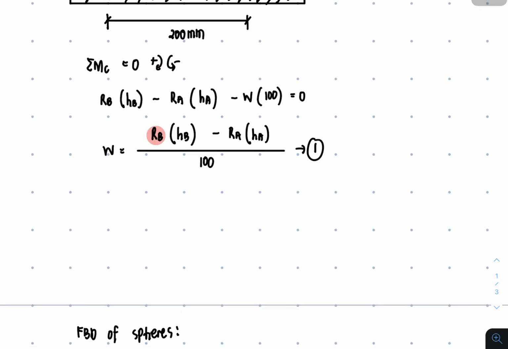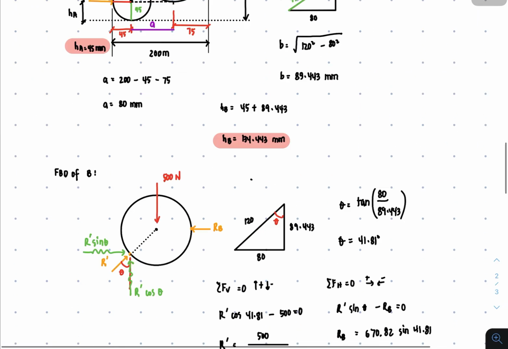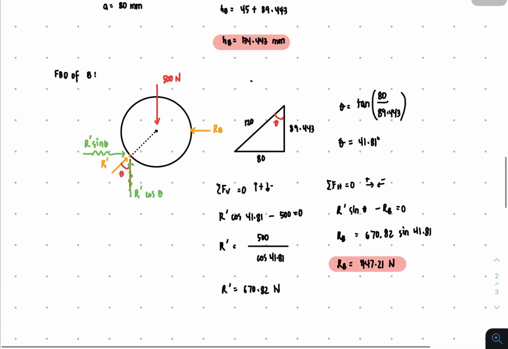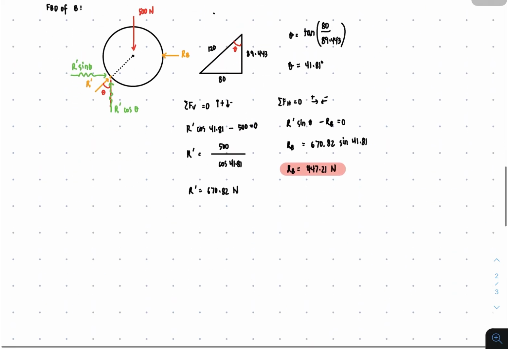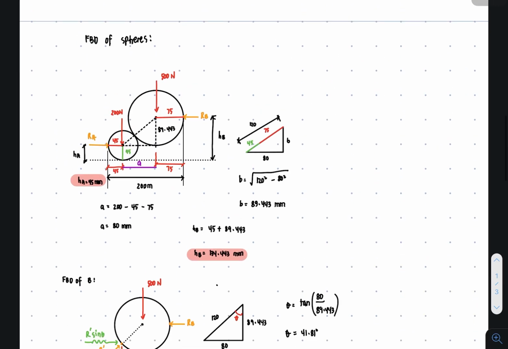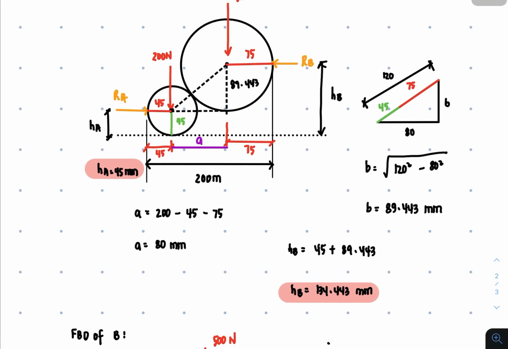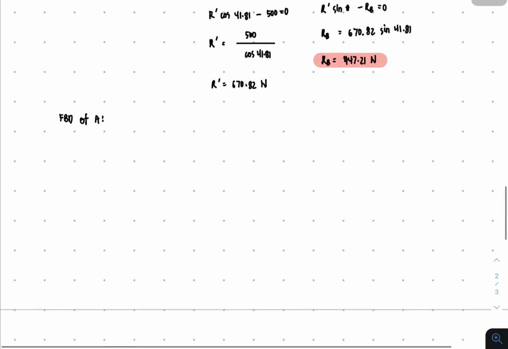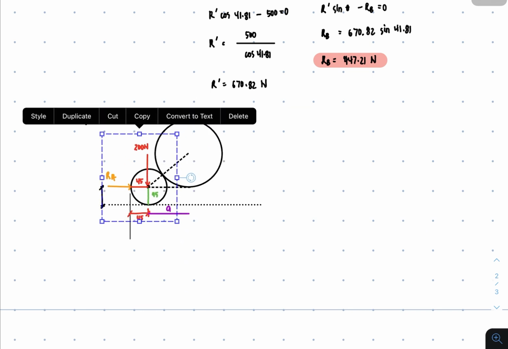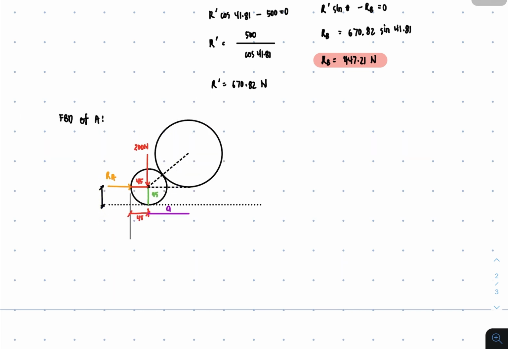So we have RB already, HB and HA. So we need now RA. How do we solve for RA? All we have to do is do another free body diagram. So free body diagram of sphere A. So for sphere A, let's just copy this, and let's just delete some that are not used.